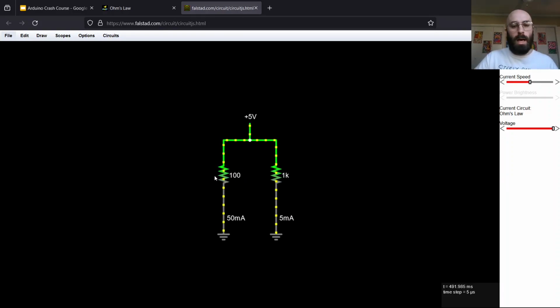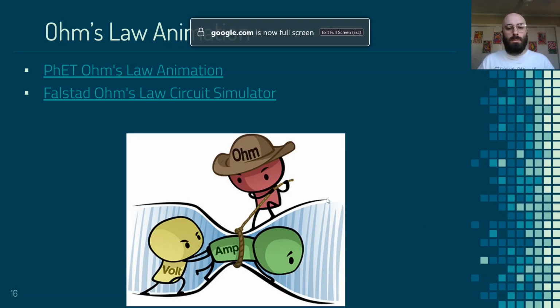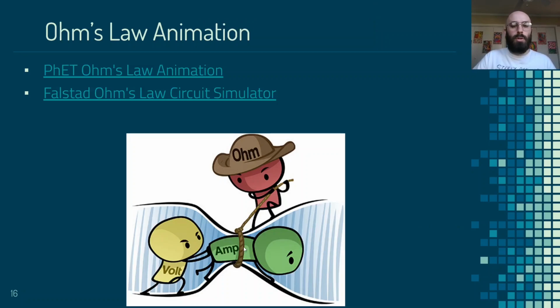Because over here we have 100 ohms, and over here we have 1K or 1,000 ohms. And so we're going to have more current flowing through the branch that has less resistance and less current flowing through the branch that has more resistance. So over here we have 50 milliamps, over here we have 5 milliamps. And then there's this little visual here, right? So the volts are pushing the amps through, but it's restricted here by the ohms or the resistance.